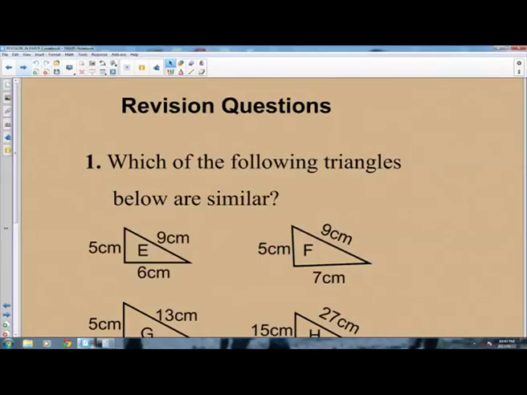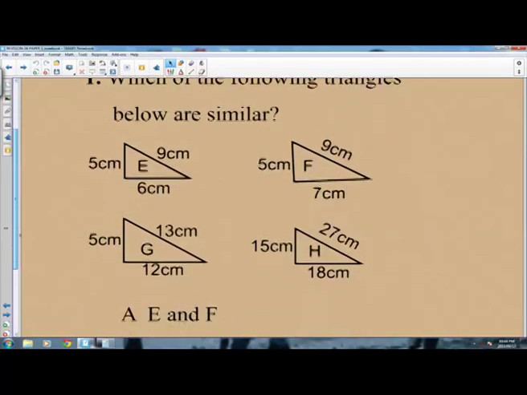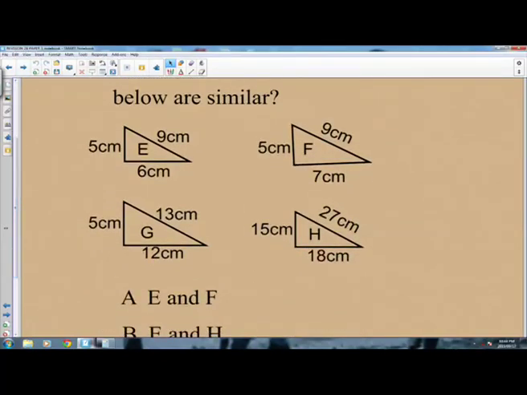The first revision question says, which of the following triangles below are similar? So we are given the triangles here, and we are to decide which of these are similar. So it's a concept of similar figures. Before you can answer this, you will need to know what the concept says. For similar figures, we expect the ratio of the corresponding sides to be the same. So that is the concept we are going to use here to identify those triangles which are similar.